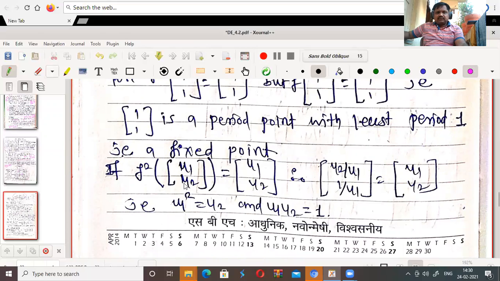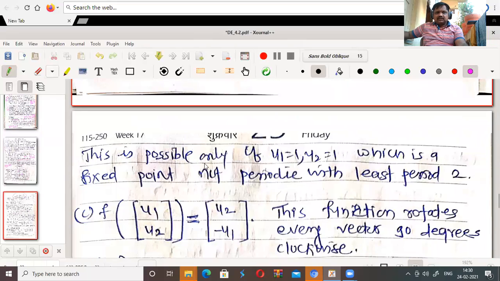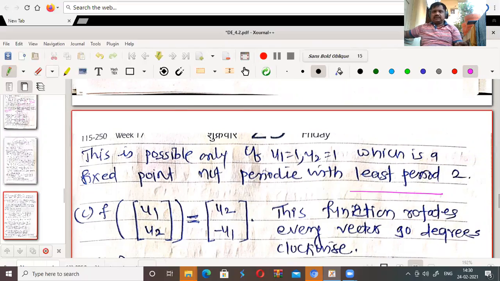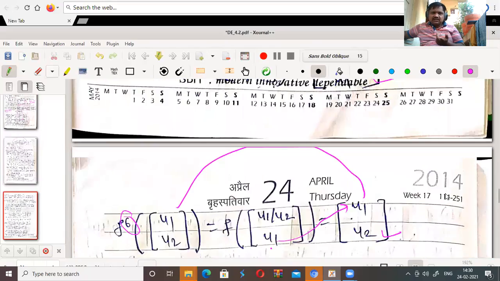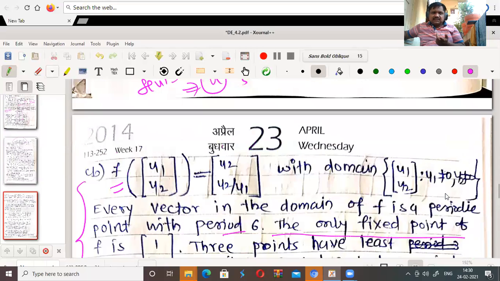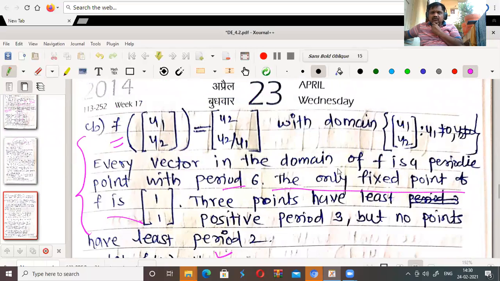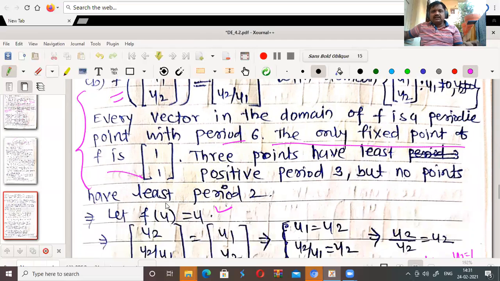Now if I take f square of (u1, u2) equal to (u1, u2), then u1 square, u2 and u1, u2 is equal to 1. This is possible only if u1 is 1 and u2 is 1, which is a fixed point, not periodic with least period 2. Now what have we proved here? Are all these conditions satisfied? See here, every vector in the domain of f is a periodic point with period 6, that we proved. The only fixed point of f is (1, 1). There is no other fixed point. 3 points have least positive period 3, but no points have least period 2, because there is only 1 point with least period 1.